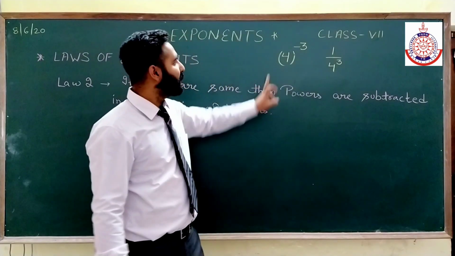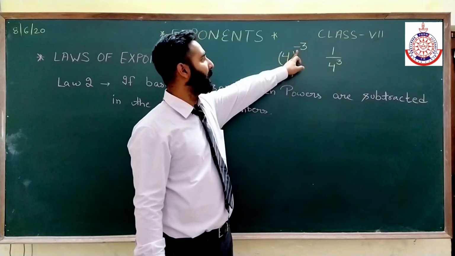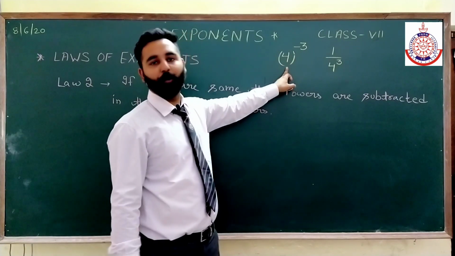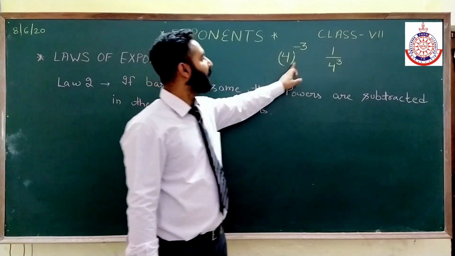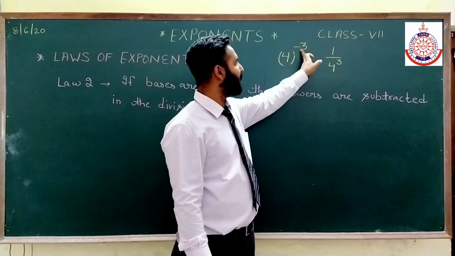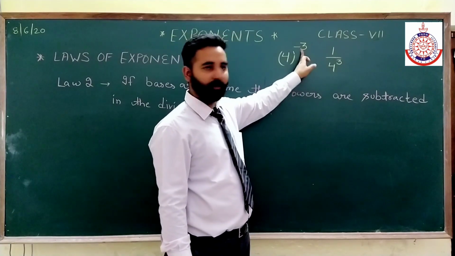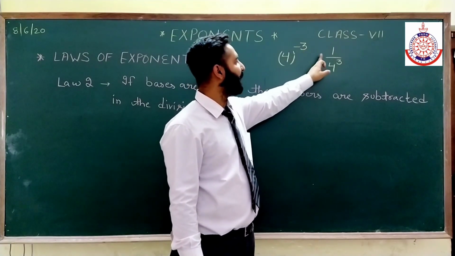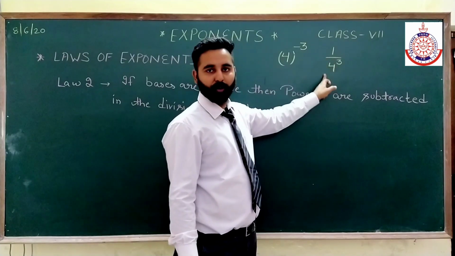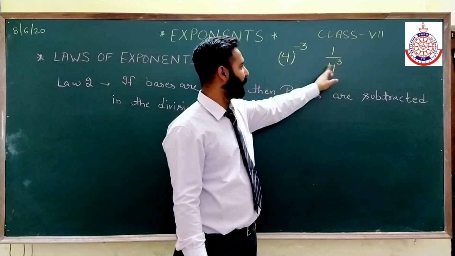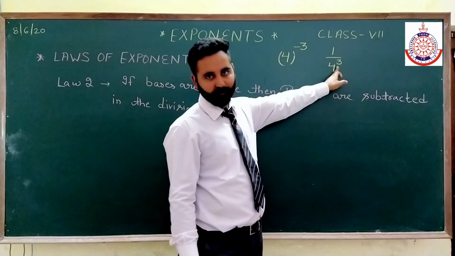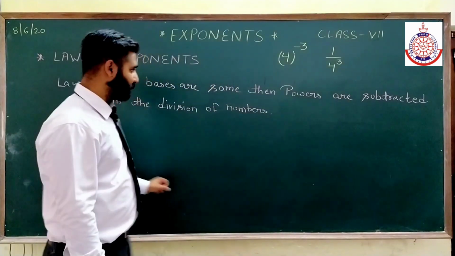Am I clear? To remove the sign of negative from the power, you have to take the reciprocal of the number. Like here, 4 raised to power minus 3. The sign of negative was there. To remove this sign, I have taken the reciprocal of 4, that is 1 upon 4. And the power will remain same, 3, without the sign of negative.